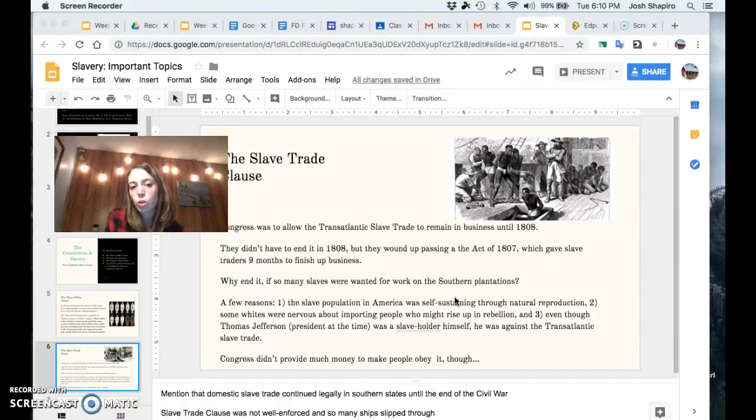And then also the third reason is Thomas Jefferson, who was president at the time. He was a slaveholder himself. He was against the transatlantic slave trade, okay? But the Slave Trade Clause was in existence in the Constitution, and it allowed things to stay that way until 1808. All right? The thing is, though, in 1808, when it ended, it wasn't exactly enforced very well.